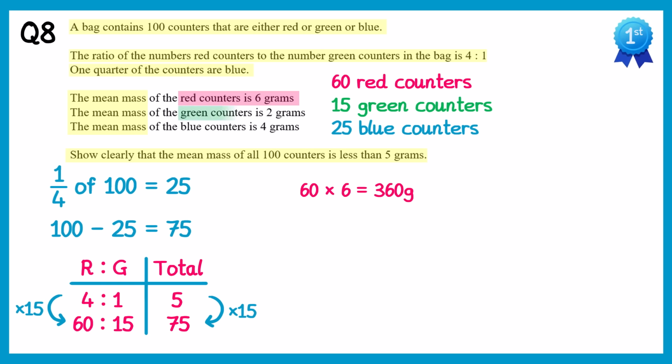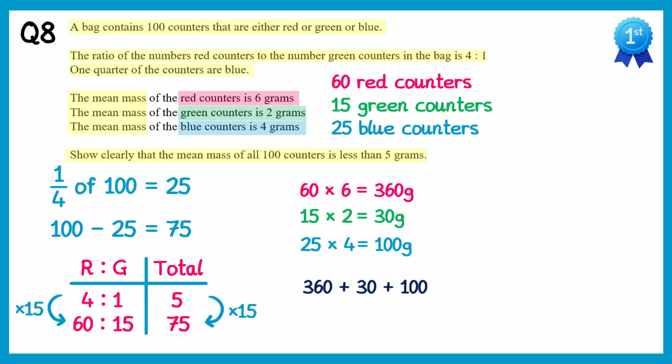If we do the same for the green counters, we need to multiply the 15 green counters by their mean mass, which is 2, to get a total mass of 30. And if we do the same for blue, 25 times 4 is 100. So we now know the total mass of each of the counters by colour. If we add together all of these masses, we'll get the total mass of all of the counters. If you add these together, you get 490.